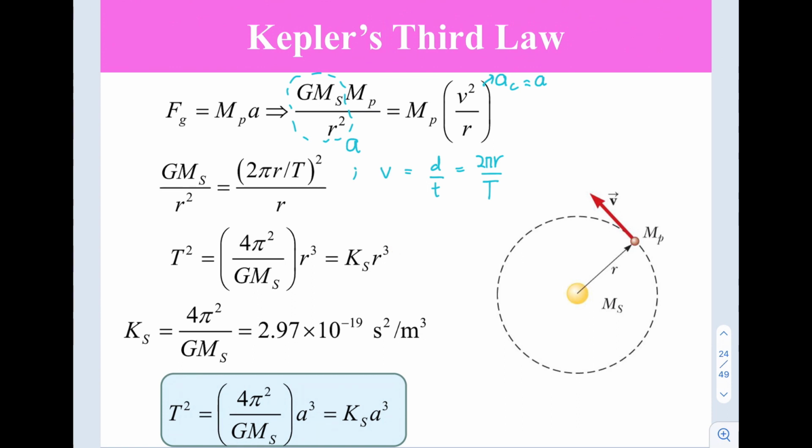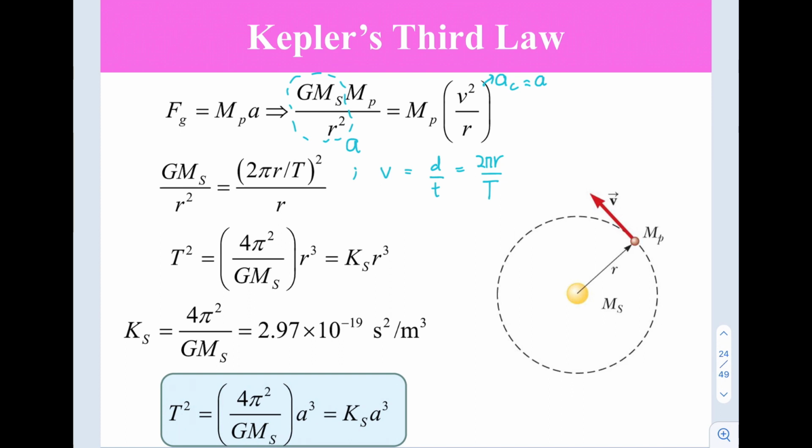Remember, Ks, if you substitute the mass of the sun and the universal gravitational constant, is equivalent to 2.97 times 10 to the power of negative 19 second squared over meter cubed. We can also replace the R, if you're talking about an elliptical orbit, specifically with A, the semi-major axis distance cubed.